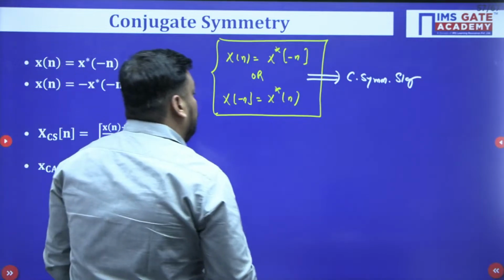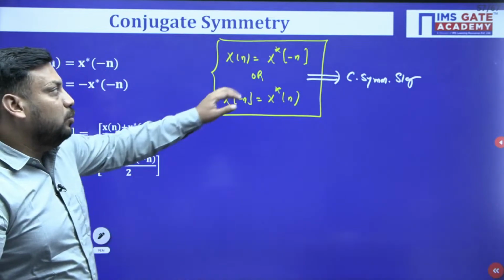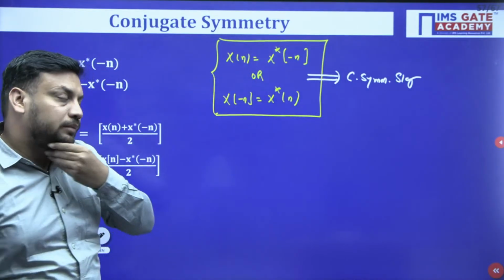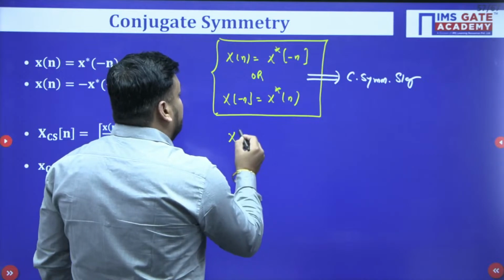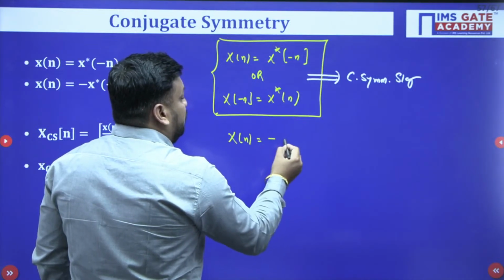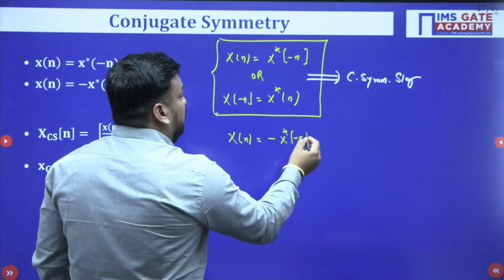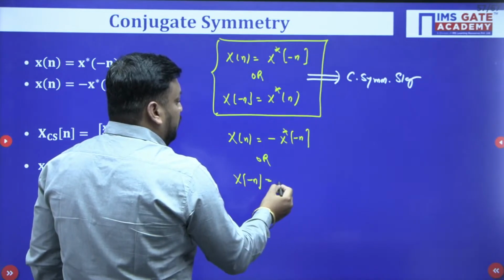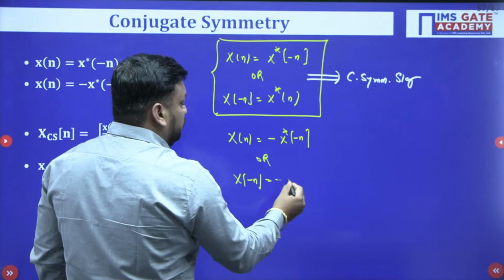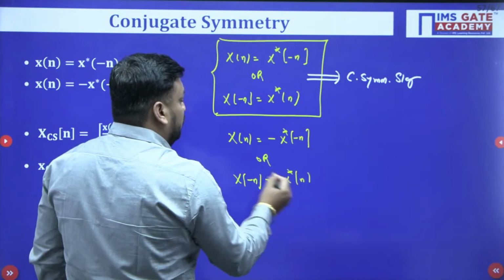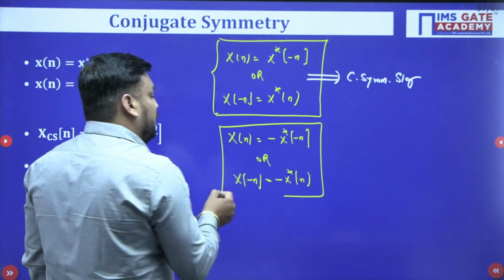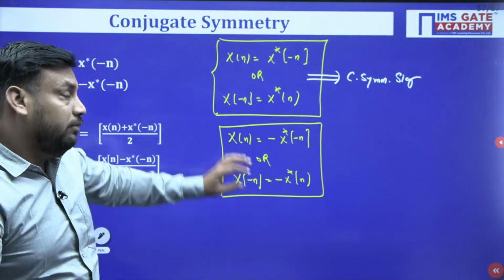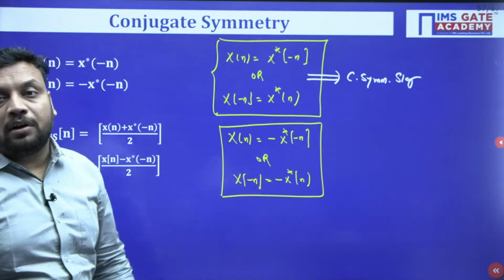Now students, you know that if I remove the star, the upper condition is nothing but the even condition only. If I talk about conjugate antisymmetric, then x of n is equal to minus x conjugate of -n, or you can say that x of -n is equal to minus x conjugate of n. So in simple terms, if I remove the star mark here, this condition will be the even condition, and this condition will be the odd condition.